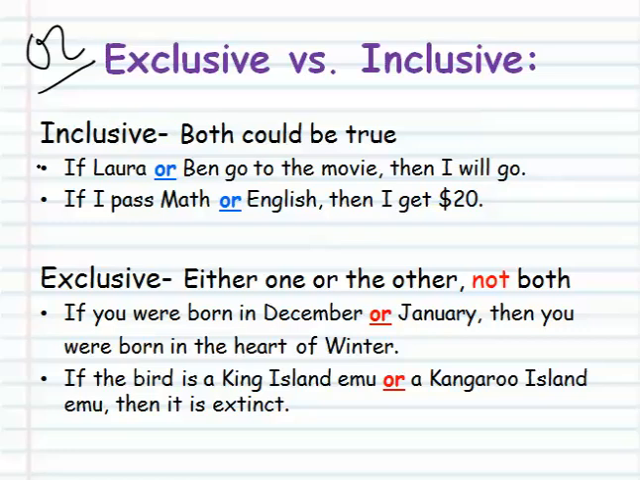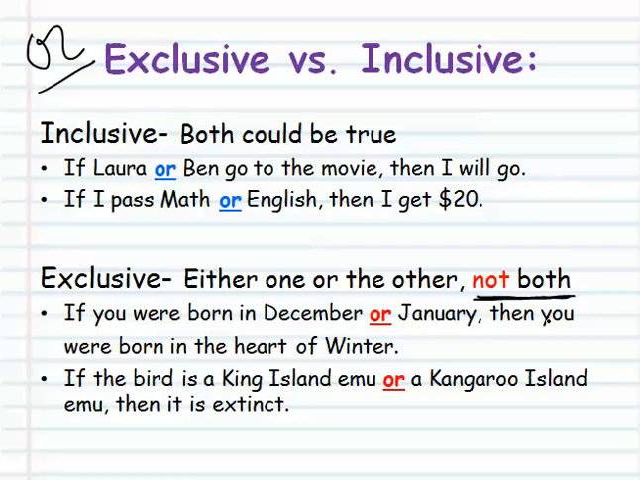Another example is if I pass math or English, then I get $20. So you could get $20 if you pass math, you could get $20 if you pass English, or you could get $20 if you pass both. Now, exclusive, that's when both of them cannot be true. So there's no both in there.